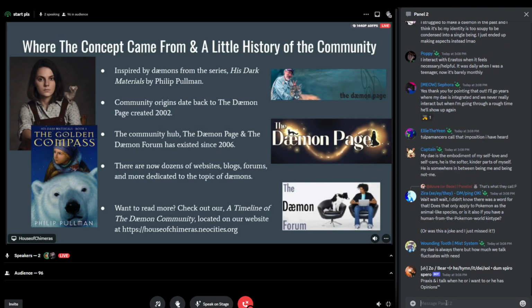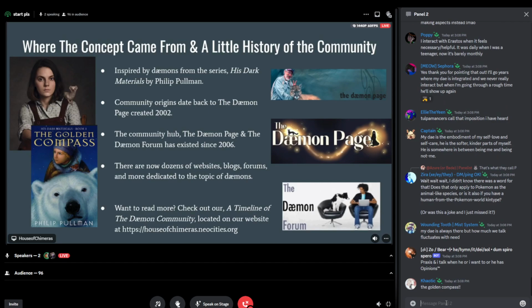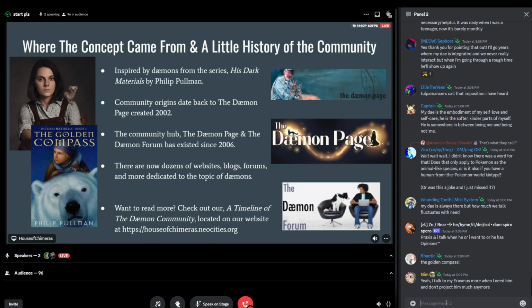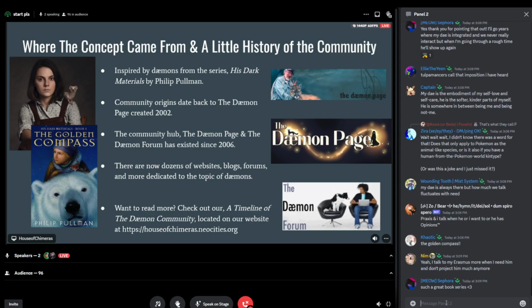As we've mentioned before, the dæmon community got its inspiration from the series His Dark Materials by Philip Pullman. The first novel of the series, The Northern Lights, was published in 1995, though the book's title was changed to The Golden Compass in the United States, Canada, and several other countries, so if the book sounds familiar, but you've never heard it called The Northern Lights, that's why. Or if you're like, what's the Golden Compass? That's why.